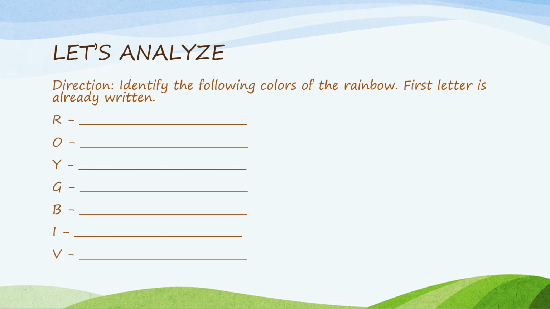So for your Let's Analyze, you're going to identify the following colors of the rainbow. The first letter is already written. I know you already know this, Roy G. Biv. Okay?